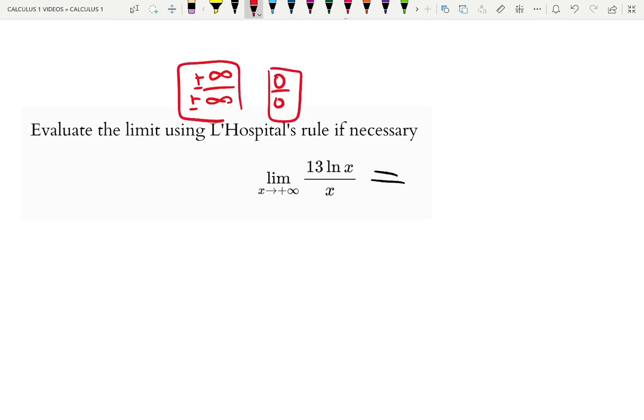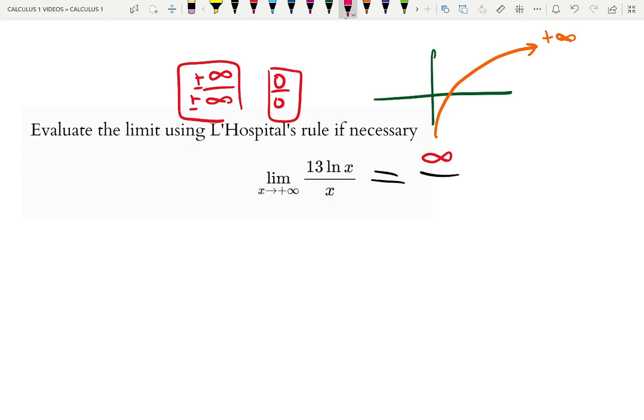Let me imagine what's happening at infinity with 13 natural log of x. If you remember, log of infinity goes to infinity. Either you remember it through the graph, log behaves like so, it slowly increases to plus infinity. Also numerically, you can plug into log some massive numbers like 1 million, and you'll see that the output will also be huge. Multiplied by 13, infinity is still infinity.